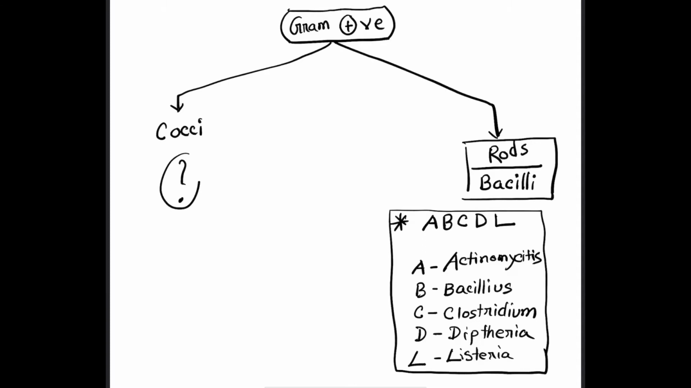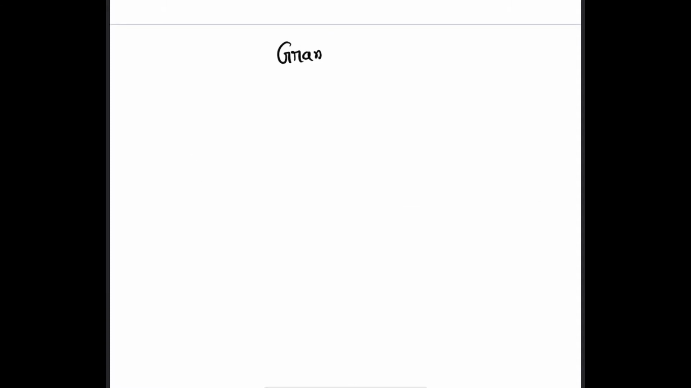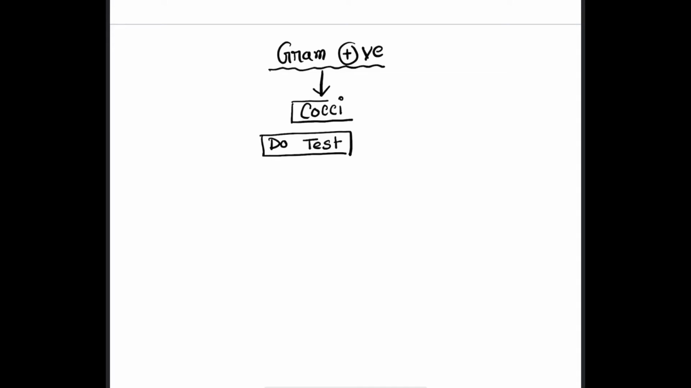Now we are going to discuss the gram-positive cocci. After "gramin Coca-Cola," "co" we have already discussed was cocci, and the rest, "ca," means catalase. It can be catalase positive or negative, so do the test. What test are we going to do to identify it? We are going to do the catalase positive or catalase negative test.